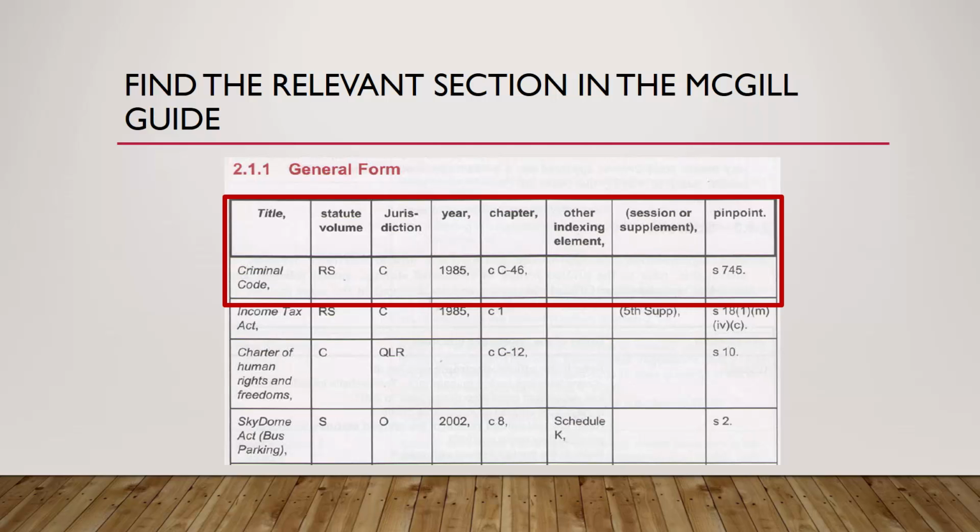Note that a statute's citation includes at a minimum its title, volume, jurisdiction, year, and chapter number. The title is italicized. The word chapter is abbreviated to a lowercase c, which is not followed by a period. In these examples, there are no periods other than at the end of the citation. Note also that the Criminal Code's chapter number is C-46. We will come back to this in a moment.